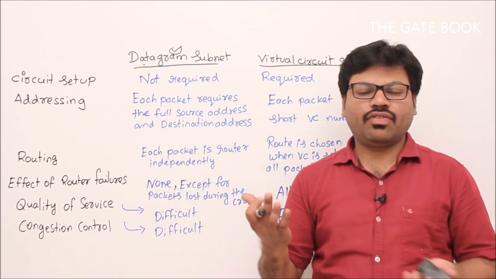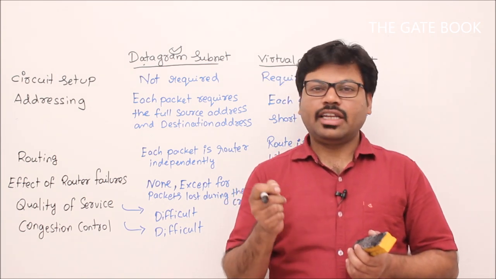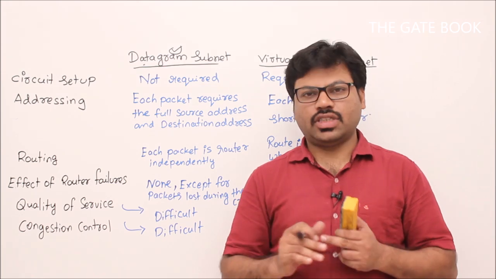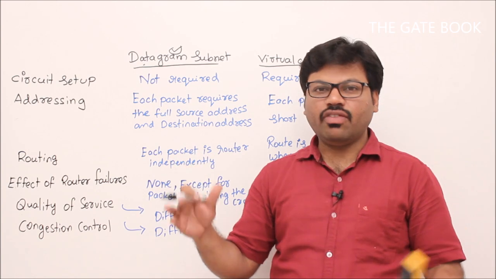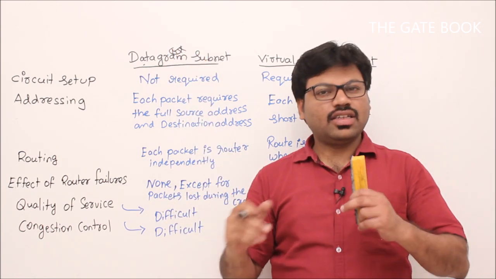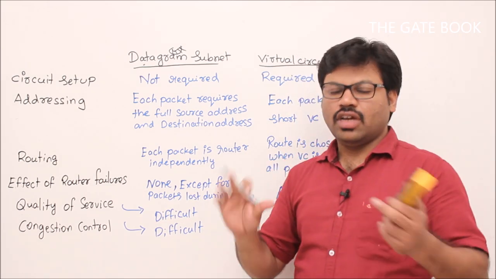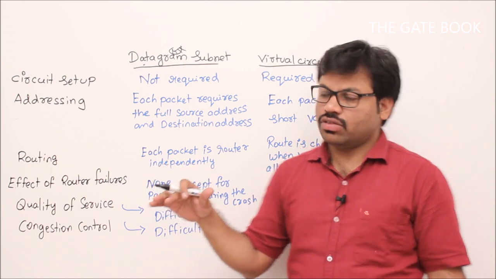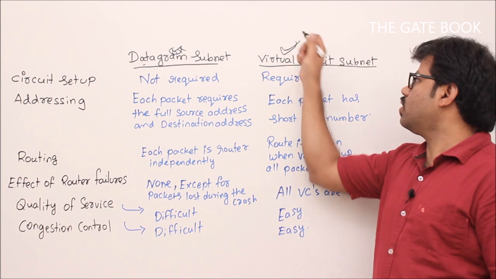So that's why such kind of networks are called datagram subnets also. Remember one thing, 90% of the internet uses packet switching. That's why I can say that 90% of the networks we have are all called datagram subnets. But there are some exceptions, some networks which follow circuit switching, where you can implement virtual circuit subnets. They are called virtual circuit subnets.